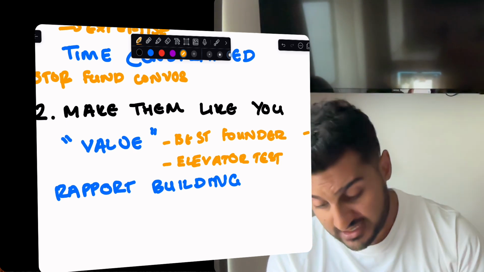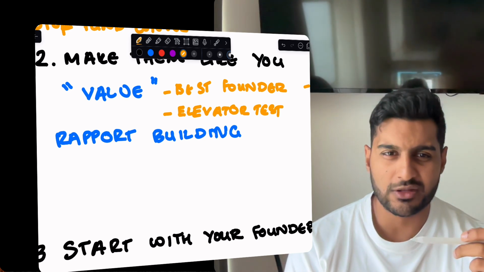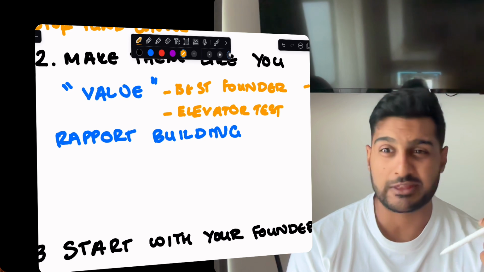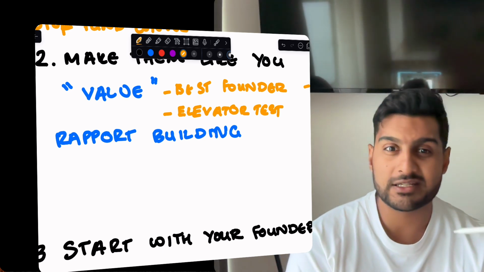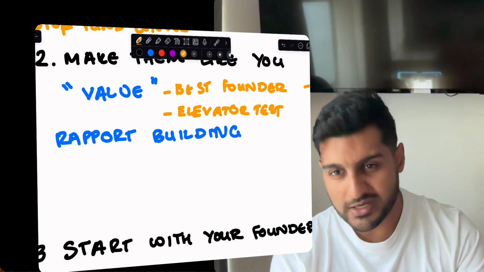The second one, like I said, is rapport building. Where I saw a lot of founders go wrong here is they were so ingrained in their business, thinking, I have to make them want to invest in me, that they just didn't build a rapport. They didn't do the things they needed to do to really feel a connection. So there are a few ways in which you can do this.